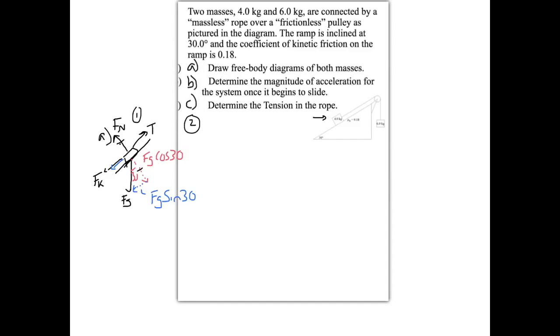Free body diagram number 2 is much simpler. Simply our 6 kilogram mass. We have an Fg down, which is equal to mg, which is equal to 6 times 9.8, which is 58.8. And we have a force of tension going upwards.